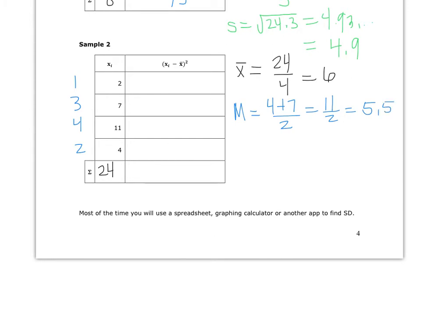Range. The max value of 11 minus the minimum value of 2, so we get a range of 9.